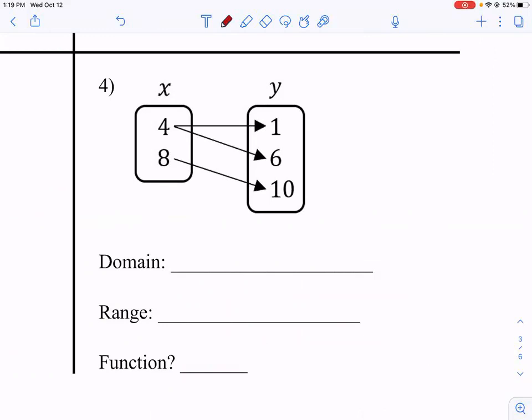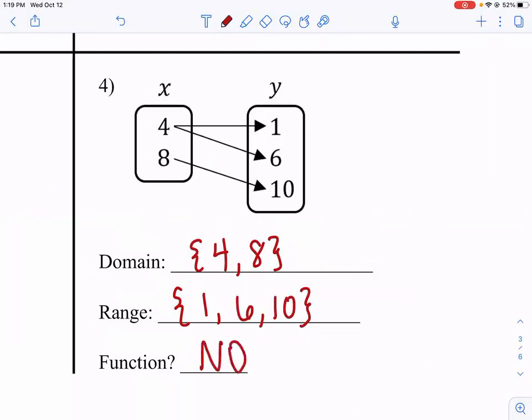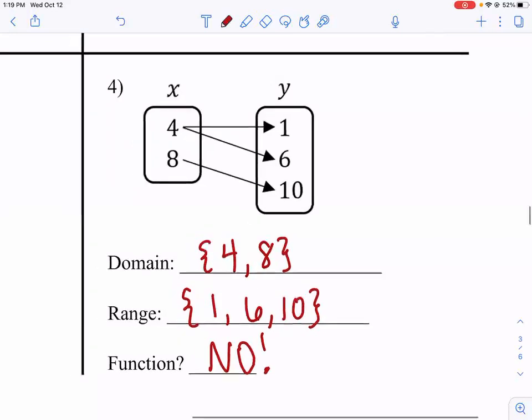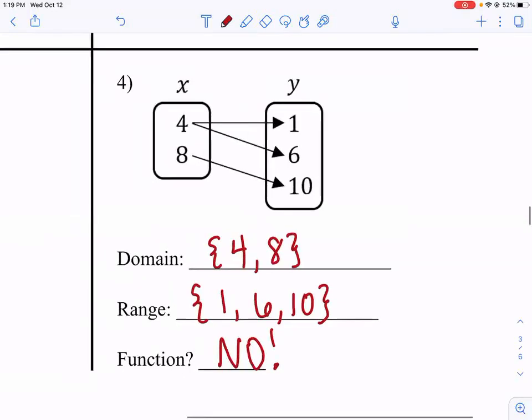All right, Carter, what's my domain? Okay. Estelle, what's my range? Okay, everybody, is this a function? No. Yeah. Okay, x equals 4 has 2 different y values. So we do not have a function. All right, let's open this book up.